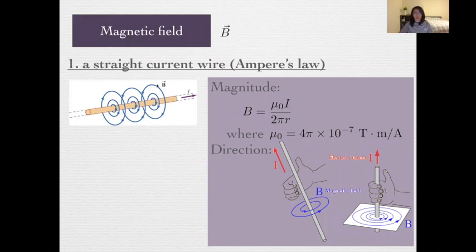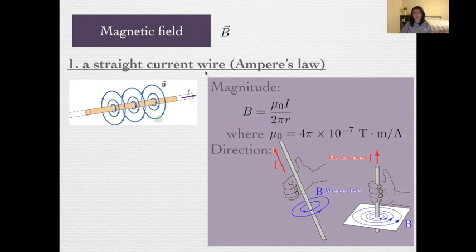For example, if I have a straight wire with a current running through, and if you put a compass around this straight wire, you will see the compass will show up as a circular pattern, and the direction of these circles is going clockwise in this case. So now if I ask you, what's the magnetic field here?